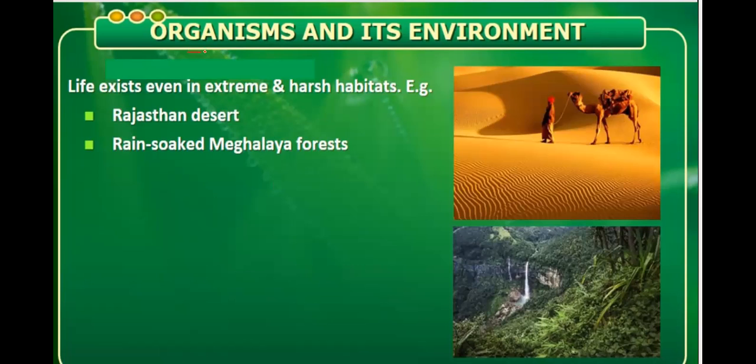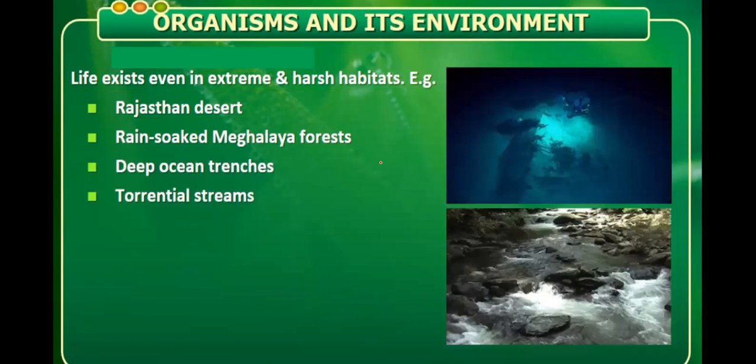Now, we are studying about organisms and their environment. Life exists even in extreme and harsh habitats, like the Rajasthan desert and the rain-soaked Meghalaya forest. So life is there in the desert as well as in the rain-soaked Meghalaya forest. So they are adapted differently. Life is also there in deep ocean trenches, and also in torrential streams. So living beings, plants and animals, are adapted according to their habitat and environment.